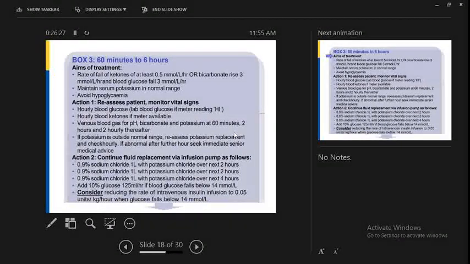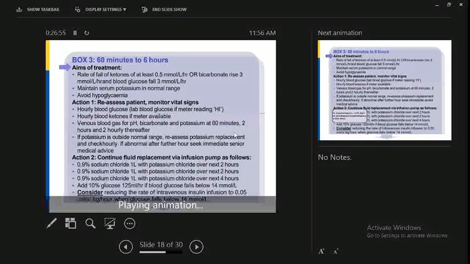Don't stop the insulin infusion until you get resolution of diabetic ketoacidosis, that is until you stop the ketogenesis. That's one of the main messages that I want to give with regards to diabetic ketoacidosis management. And the other thing is, when blood sugar comes down to 250, you can reduce the ongoing soluble insulin infusion rate to half to prevent hypoglycemia as well.